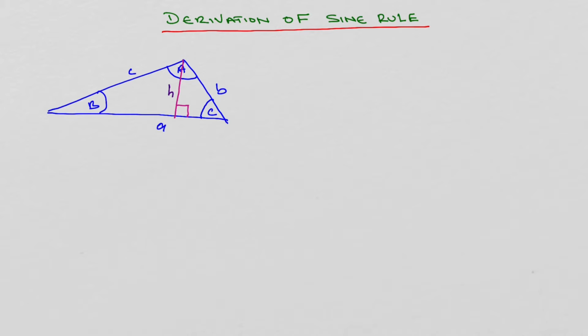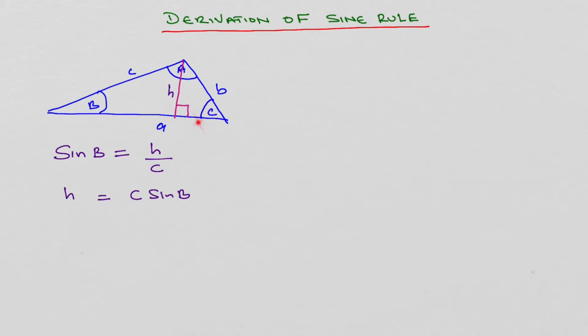What we now need to do is say sine of B. Sine of B is going to be opposite over hypotenuse, so that will be H over C. Therefore, H equals C sine B.